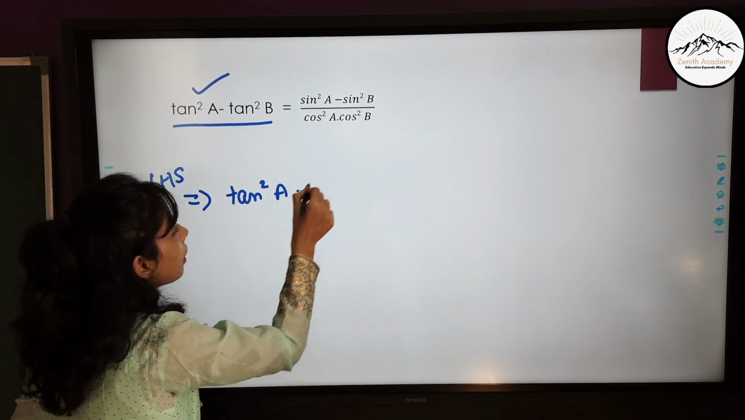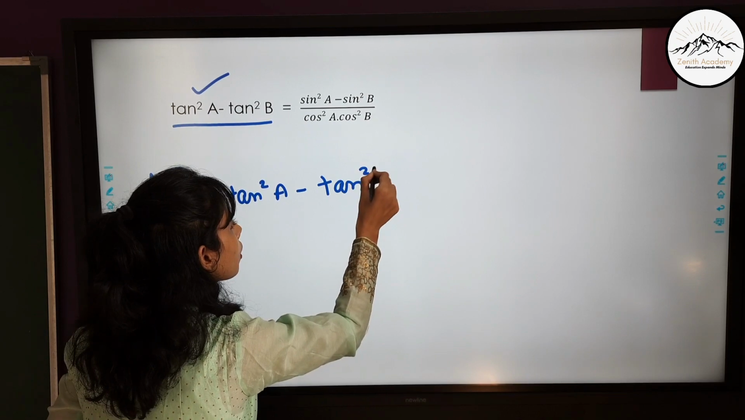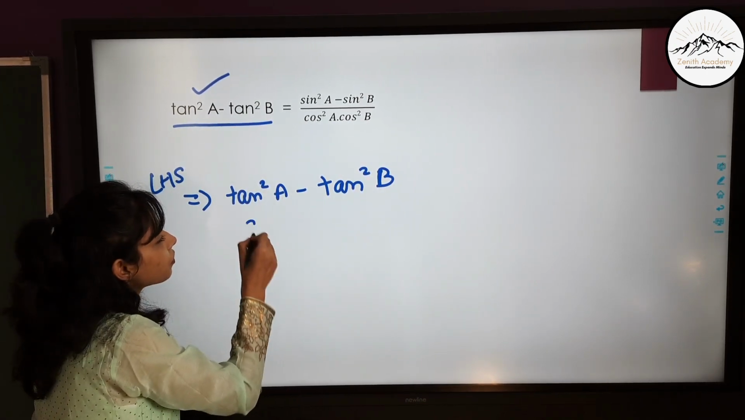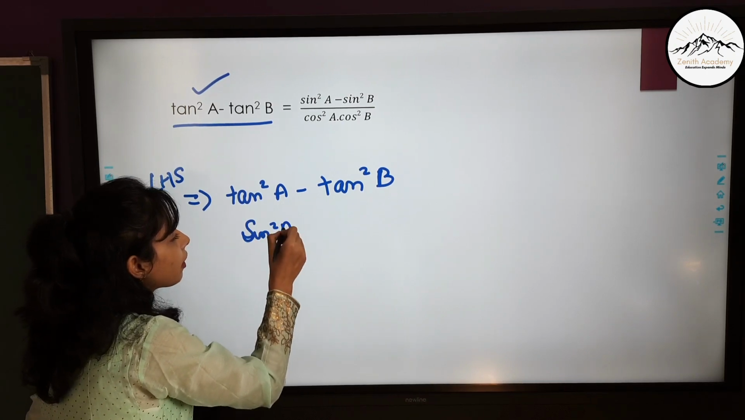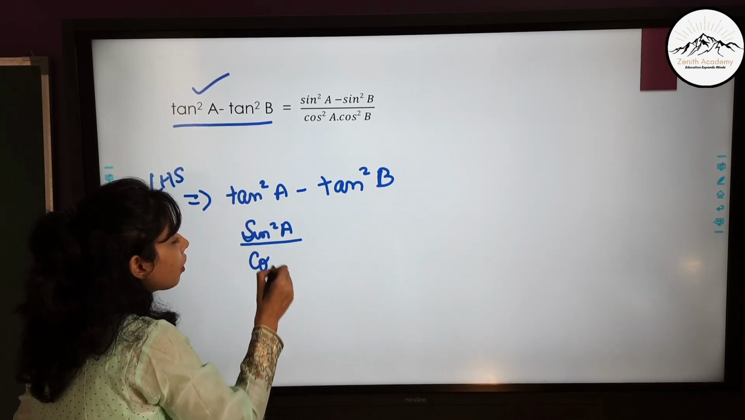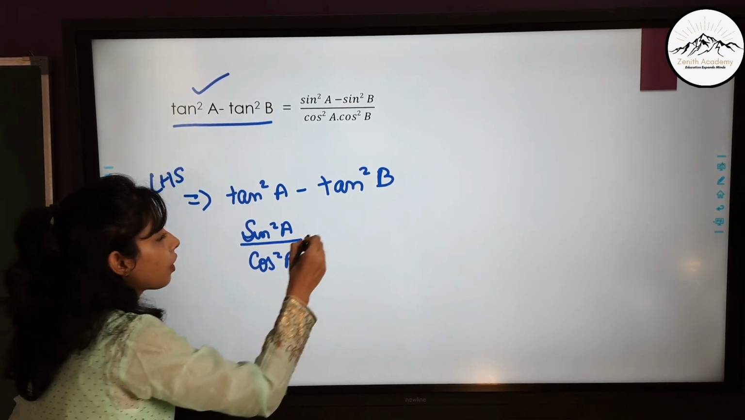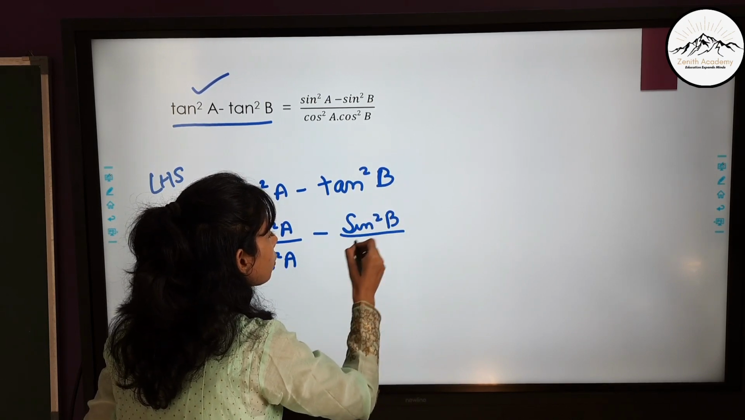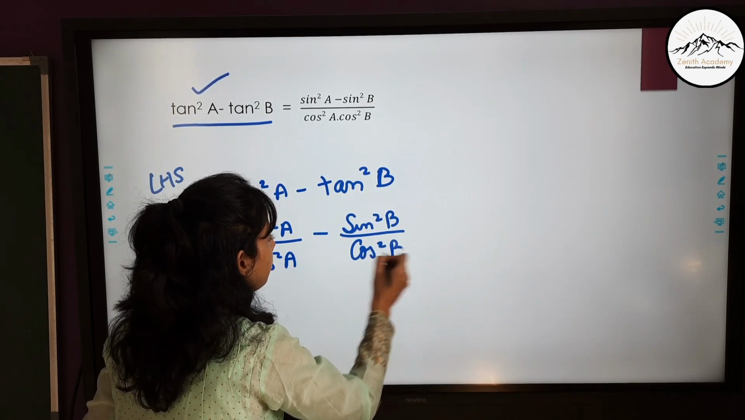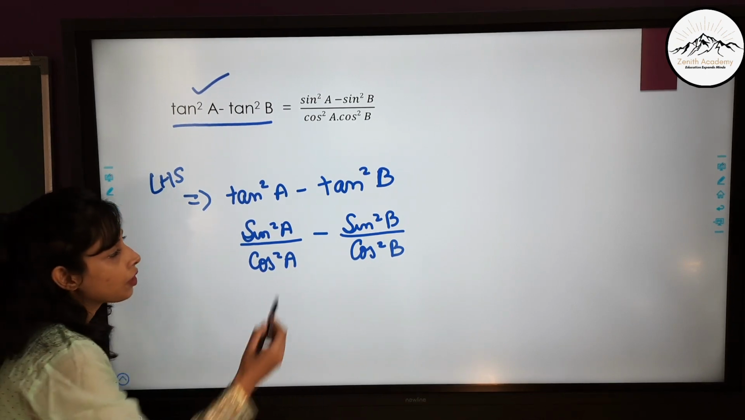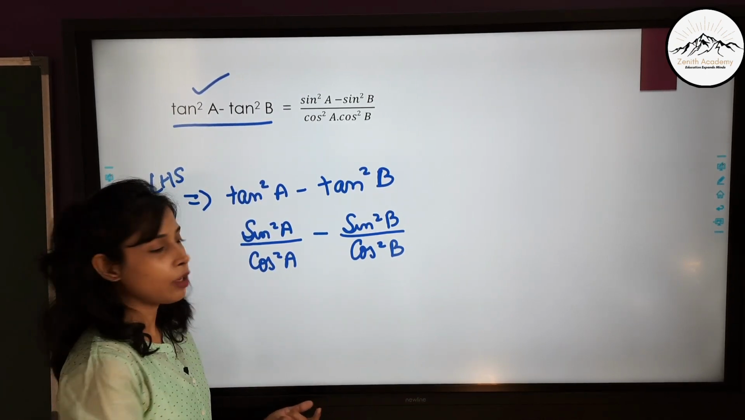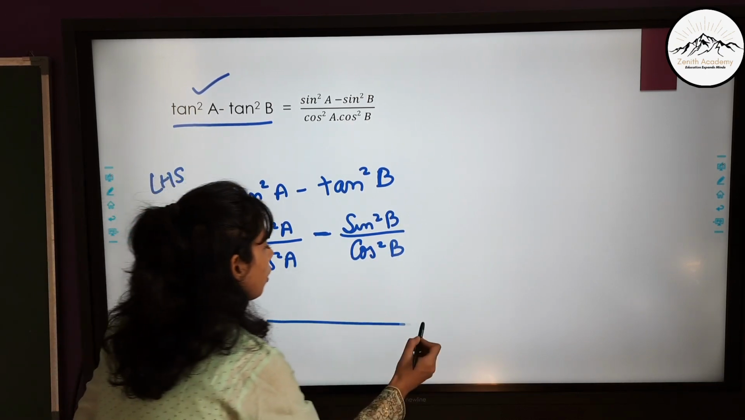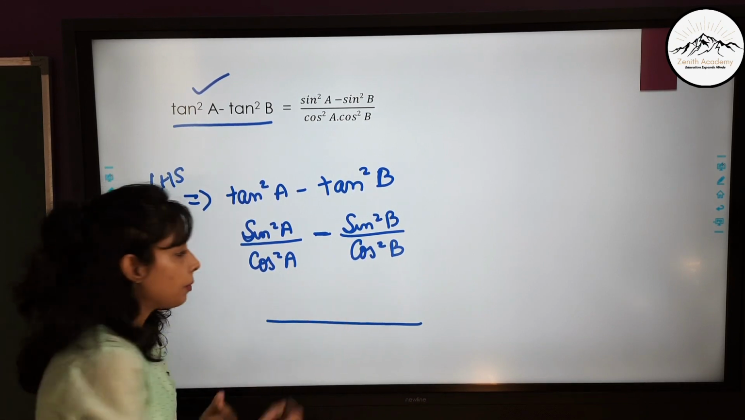Tan square A minus tan square B. If we write this in terms of sin and cos, sin square A upon cos square A minus sin square B upon cos square B. Simple. Now what we can do further, we don't have any other option, we can use this mathematical operation and solve. Cos square A into cos square B.